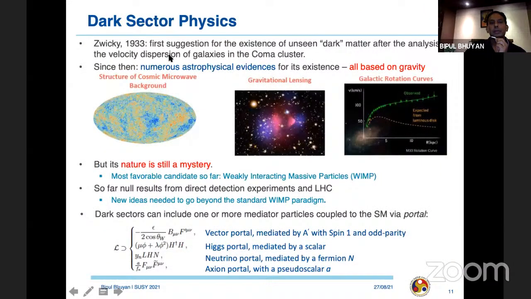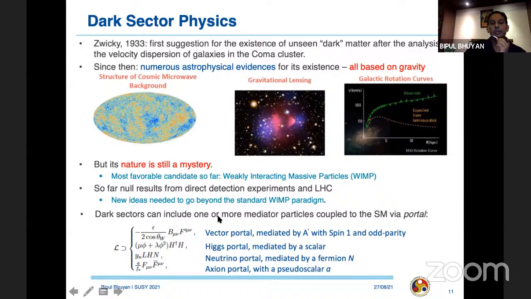Now, moving on to another topic, which is the dark sector physics. Of course, we all know about dark matter, for which we have strong astrophysical evidence for the existence of dark matter particles, but it's all based on gravity. But its nature still remains a mystery. Of course, the most favored candidate so far is the WIMP, and we have many underground experiments looking for the WIMP. We have not seen any signals so far, and also there's no signal for SUSY at the LHC. So this implies that we need some new ideas to go away from the standard WIMP paradigm.